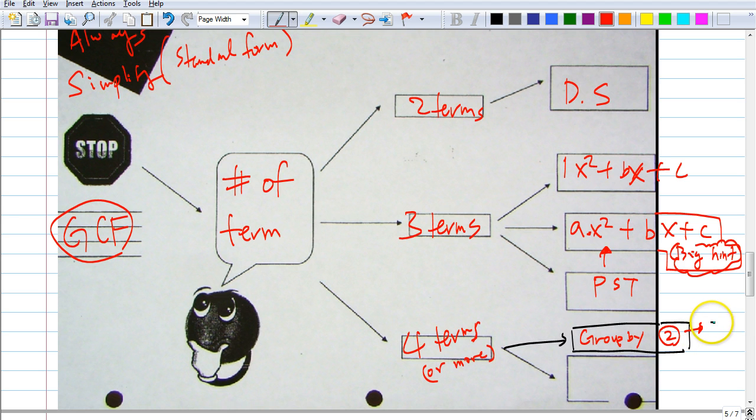After you group them by 2s, you look for the GCF of each of those 2 binomials, right? Remember? And then you look for another GCF within those. Remember that? And what's the last one? You group by? Group by 3 is correct. And when you group by 3s, what are you hoping these 3 terms are? You hope that the 3 terms are, yeah, that's right, PST, perfect square trinomials. All right, so that's what you're looking for.